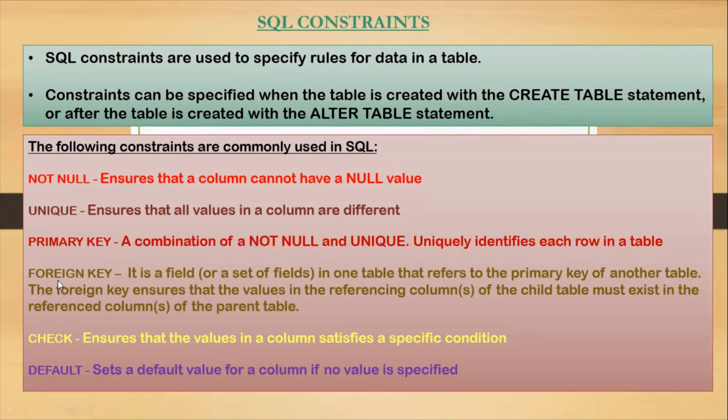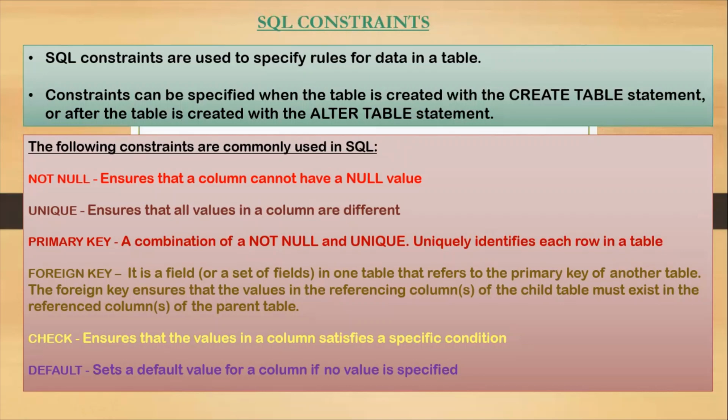Foreign key. This is the complicated one. It is a field in one table that refers to the primary key of another table. A foreign key is applied between two tables and is used to establish a relationship between them. One is the parent table and one is the child table. If you are trying to insert something in the child table, you need to have that primary key value in the parent table.